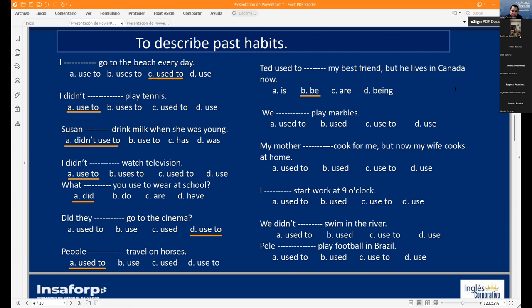We used to. What is the meaning of marbles? The marbles are the little balls to play. Chibolas. Round balls. Chibolas. Yes. We used to. So we used to play marbles. The next one.